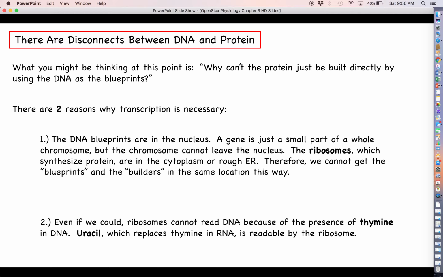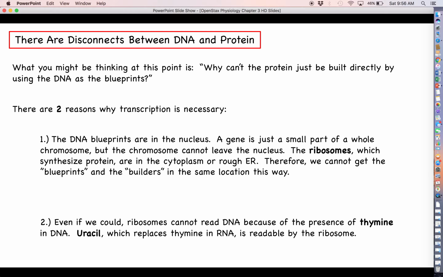And then even if that wasn't the issue, here's the other problem. Ribosomes cannot read the DNA because, as we said at the end of chapter 2, DNA contains the nucleotide thymine. Ribosomes can't read thymine. It's basically not a letter in their alphabet. What they can read is uracil, and guess what we know about RNA? RNA replaces thymine, which is usually found in DNA, with uracil. So RNA is readable by the ribosome, but DNA is not.